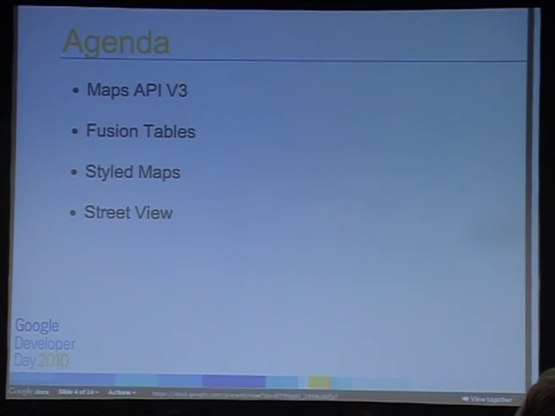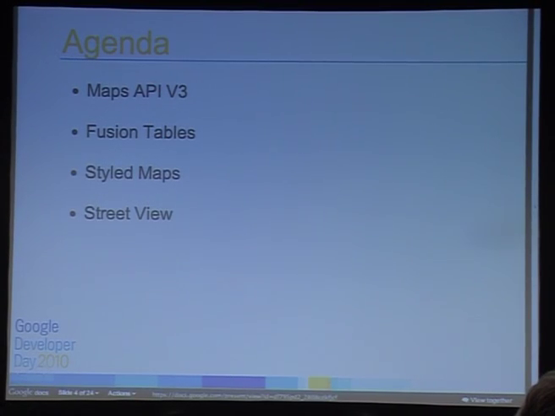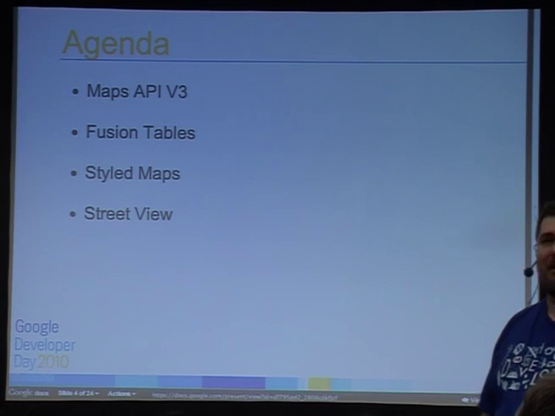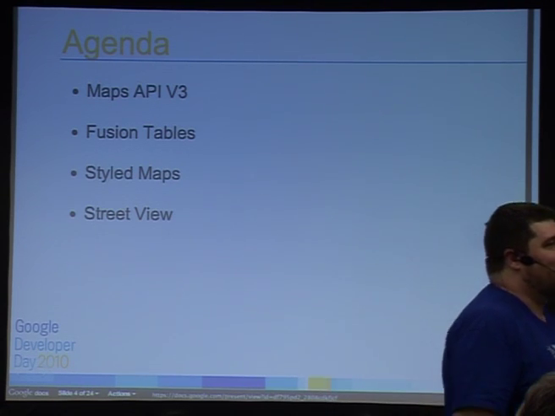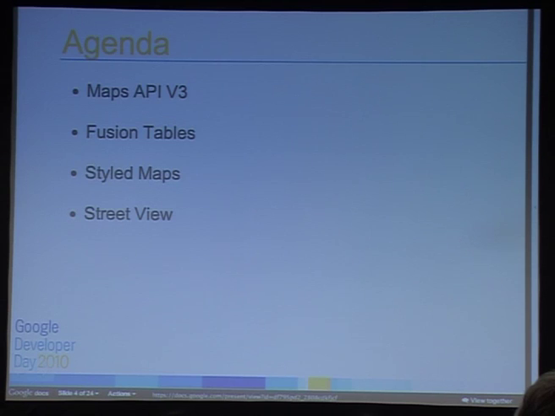Okay, so this is what we're going to talk about today. I'm going to give a pretty brief overview of the latest version of the Google Maps API and just maps in general. I'm going to talk a lot about Google Fusion Tables. And I'm going to talk a bit about styled maps, and then Jarda is going to talk about the new features in Google Street View and how to do really cool things.